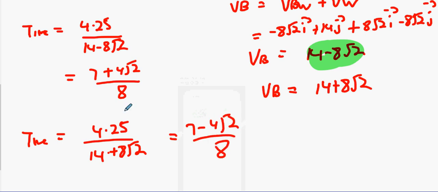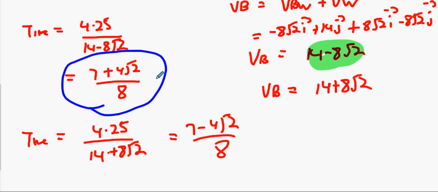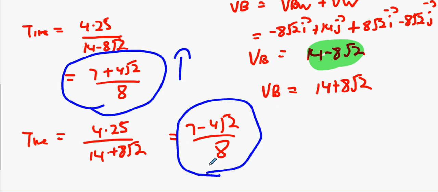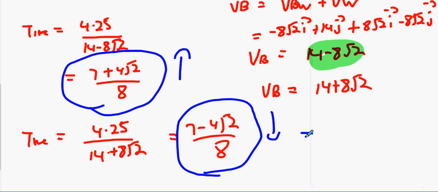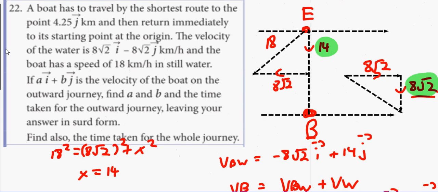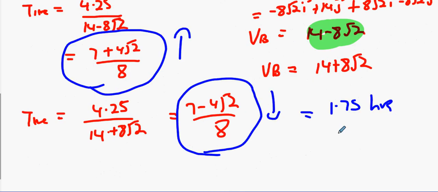Next thing you can do is add both times together. The time for the way up, this is the time for the way down. Add them together and you should get 7 over 4, which is 1.75 seconds. Or 1.75 hours. Hours. 1 hour 45 minutes. Okay. Does anybody have any questions about 22?